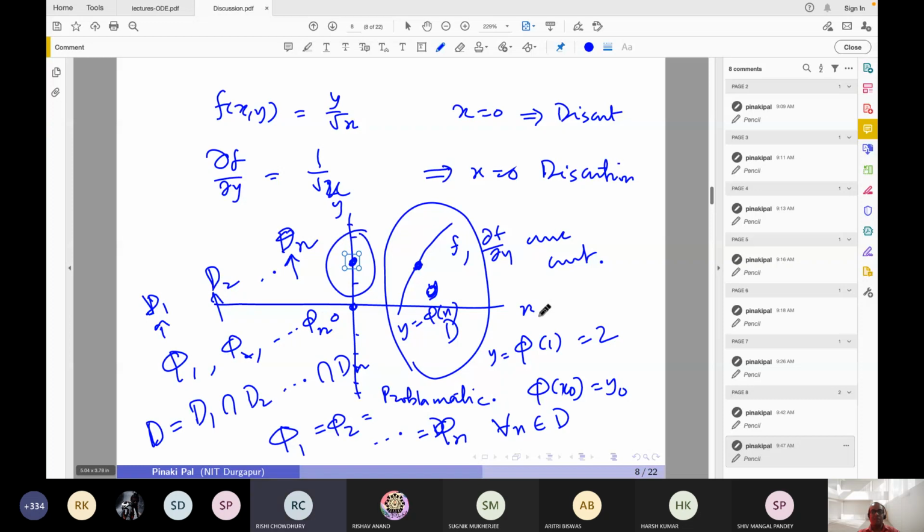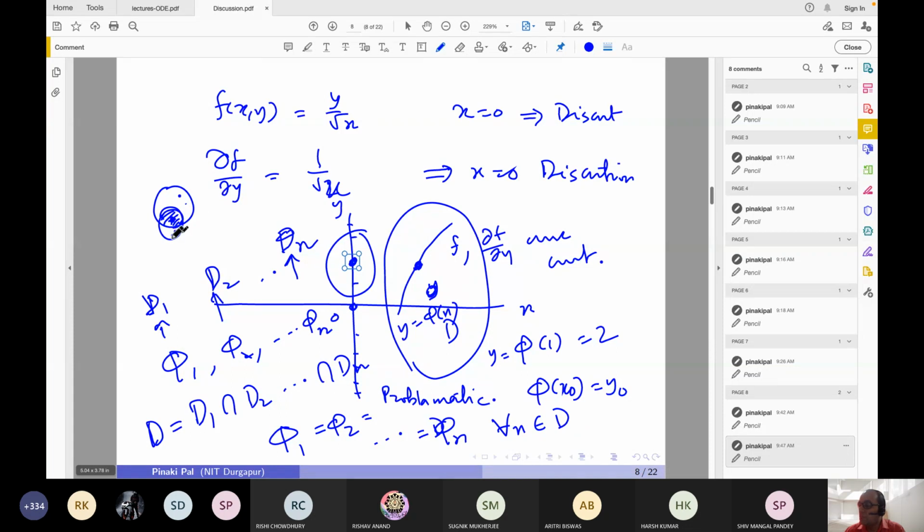Otherwise phi 1 would not equal phi 2, and it would not be unique. So in the common region, at a common point also. Say for example, you have the point x0, y0 over here, and this is the common region. In this region the values of the different functions should be the same, and outside it may be different. We are not bothered actually. Each case is different; here the function may be something, and here it may be something else.